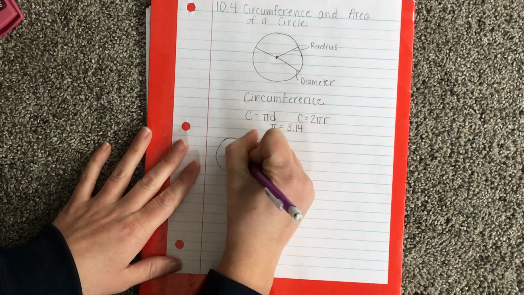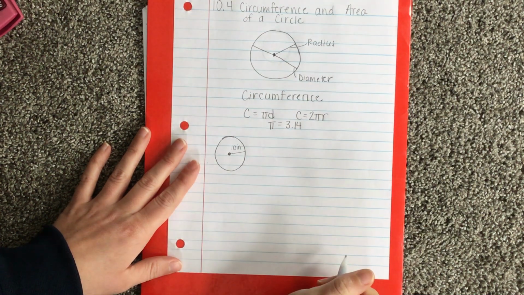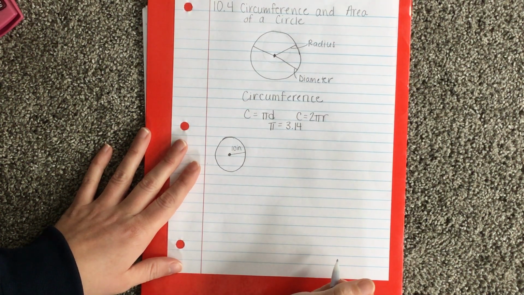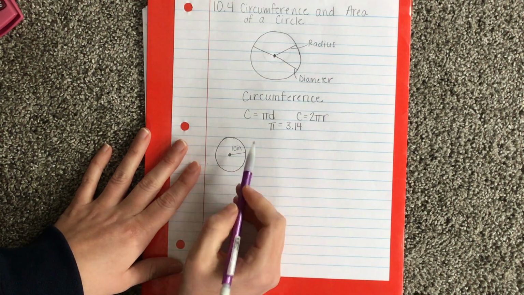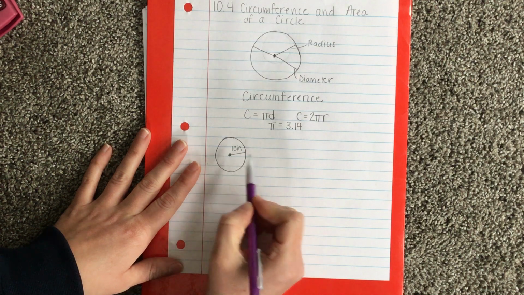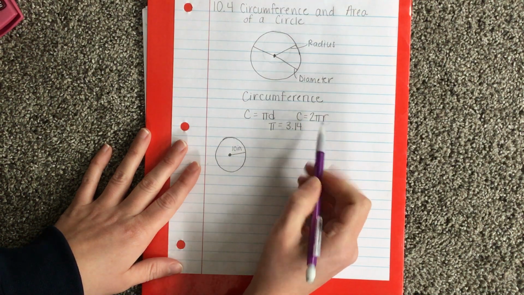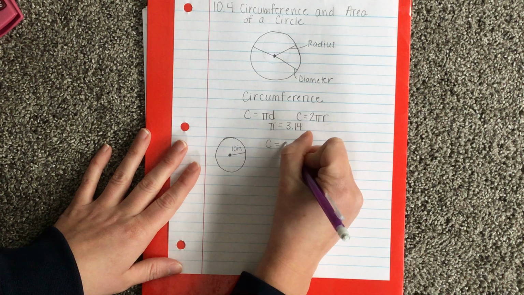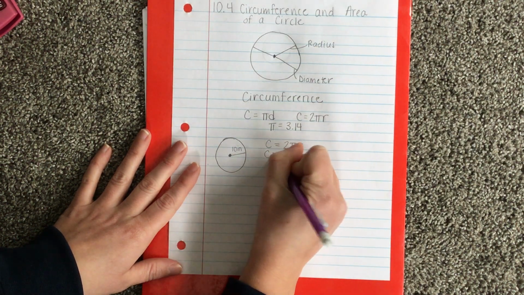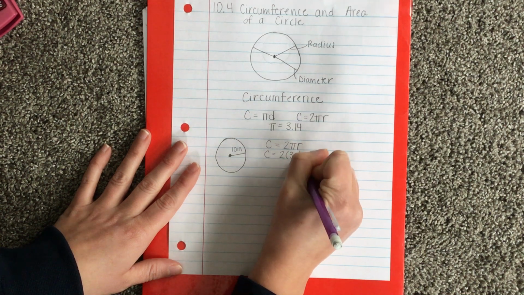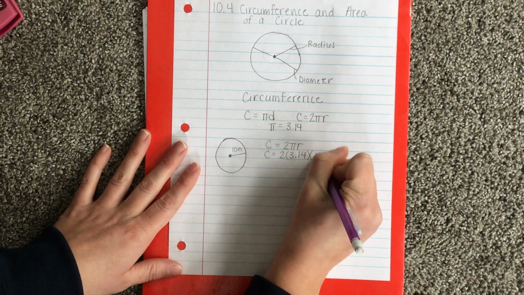Let's say they give us a radius of 10 inches. What you're going to do is decide which formula to use. You're going to choose a formula based on the information they give you in the problem. Here they give me a radius, so I'm going to use the formula that has a radius. Start by identifying what formula you use. Plug in the information. Pi is 3.14 and the radius is 10.